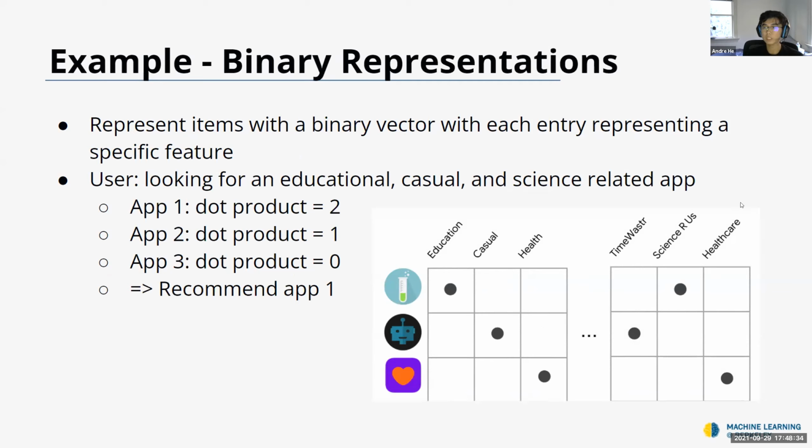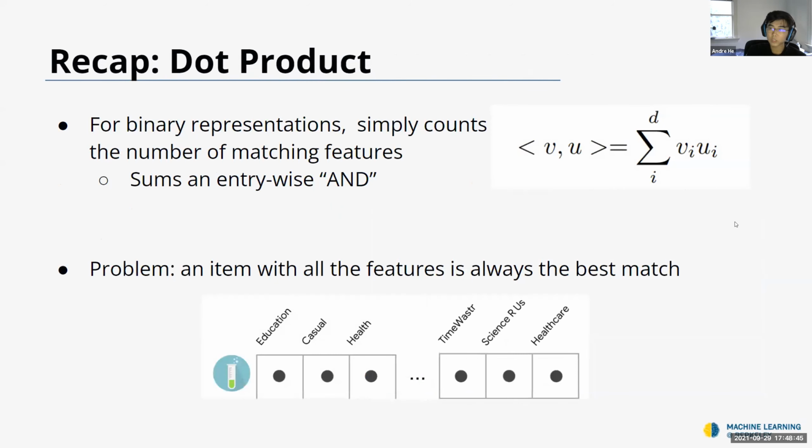And so in this case, the dot product basically just tells you how many categories two apps have in common, which makes sense because the more they have in common, the more similar they are intuitively. But we will run into a problem where, say, an app is very versatile, so it covers a lot of categories.